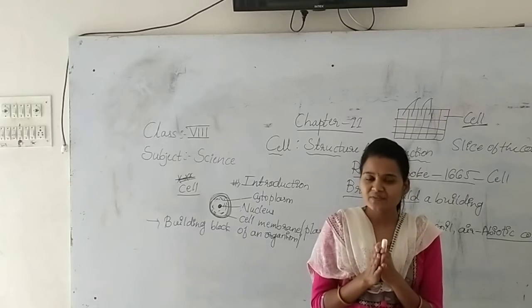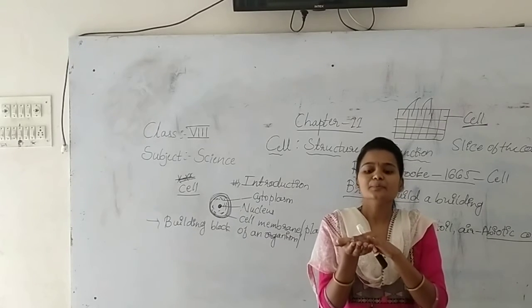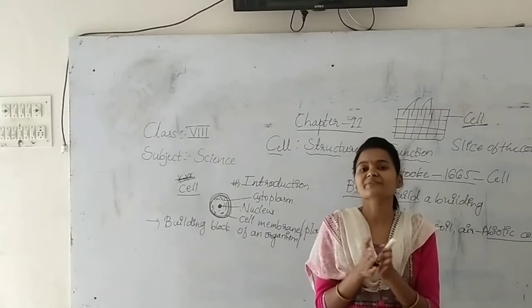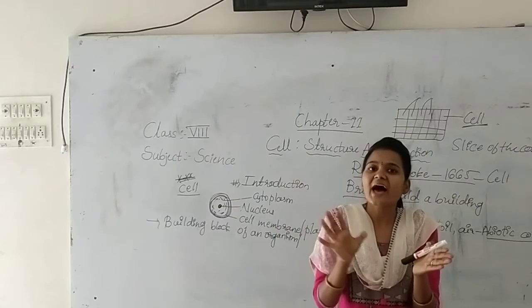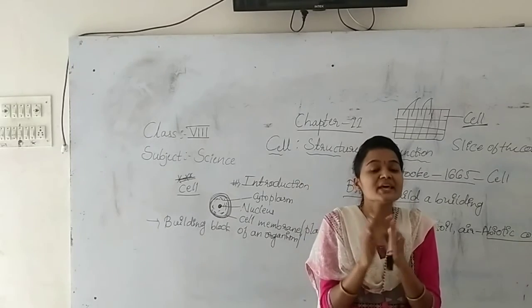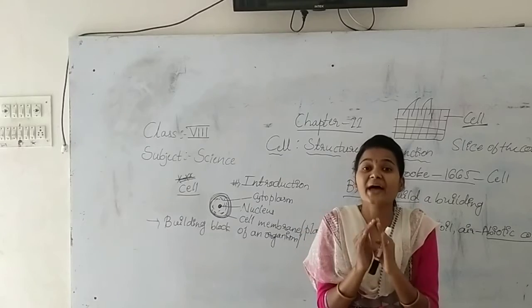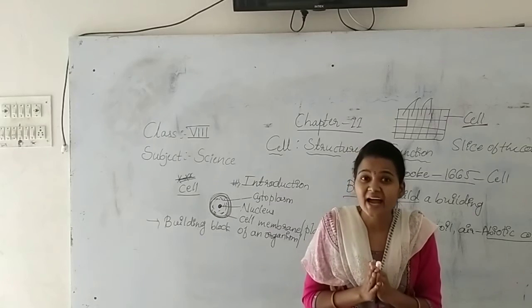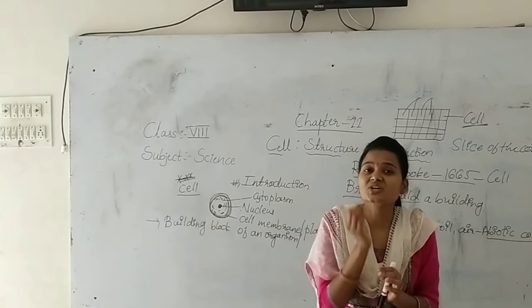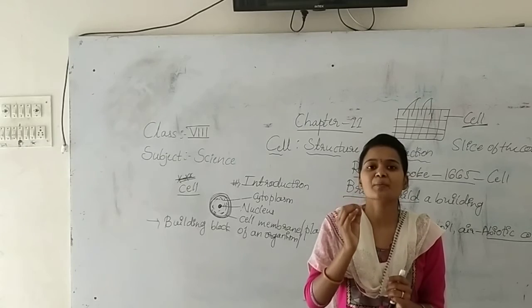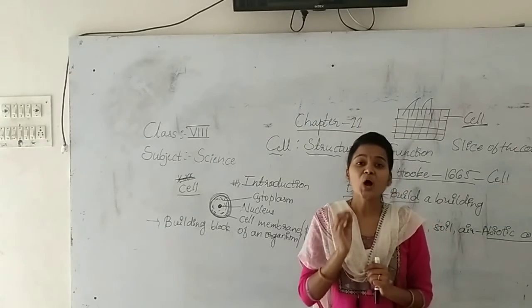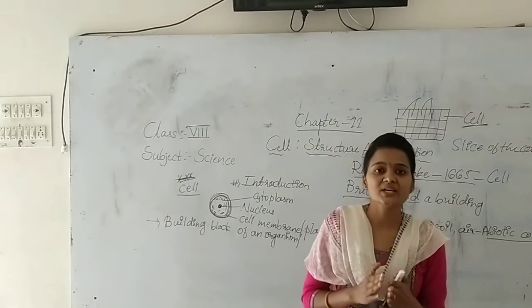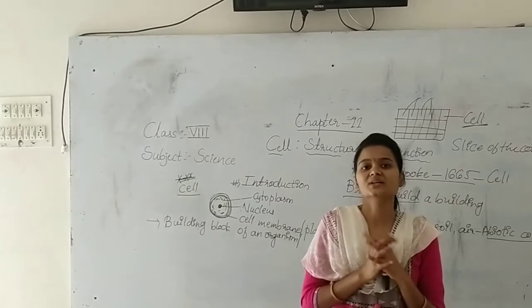Now, the example I already gave you: brick is the base, and with bricks only we build a building. Buildings have brick as the base, but they have different shapes and sizes. Like that, cells are similar in structure, but they are not similar in shape and size. That is important. And cells vary from one organism to another.